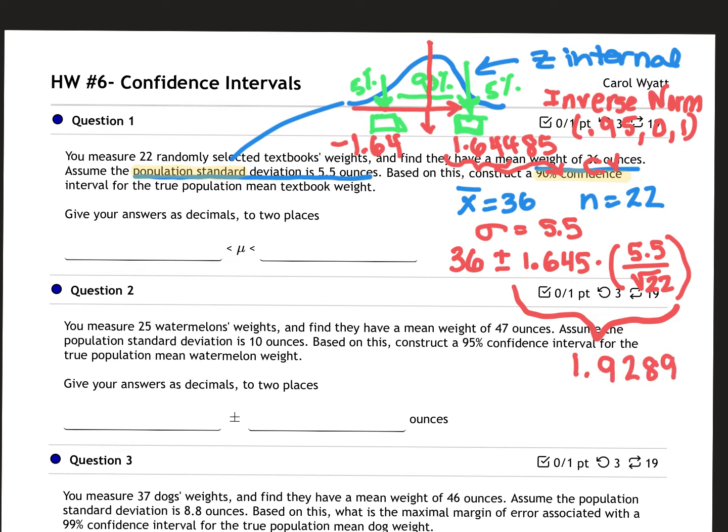So I am going to subtract that from 36, and I'll get my lower limit. And add it to 36, and I get my upper limit. Okay. So that is how I do these problems. There are some significant shortcuts to do these problems, and I'll do question number 2 using a shortcut.